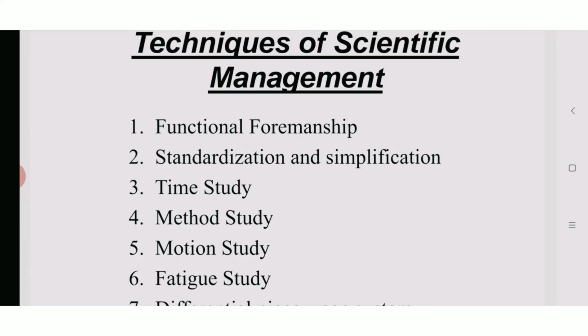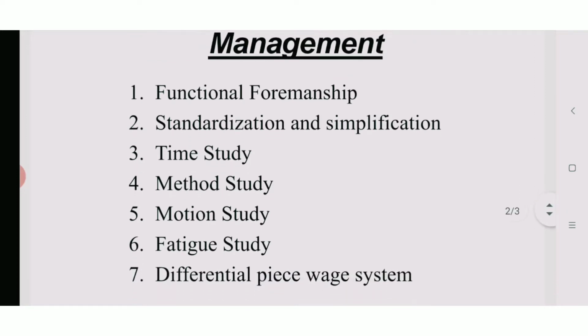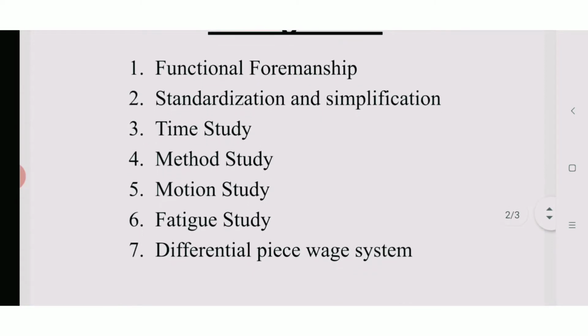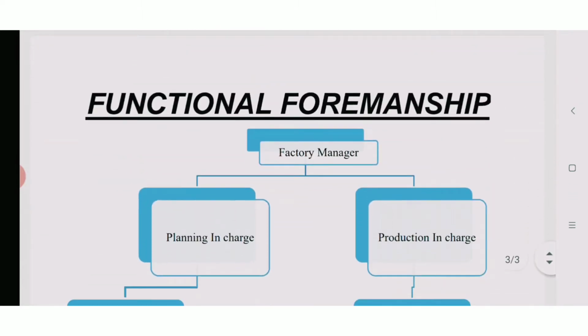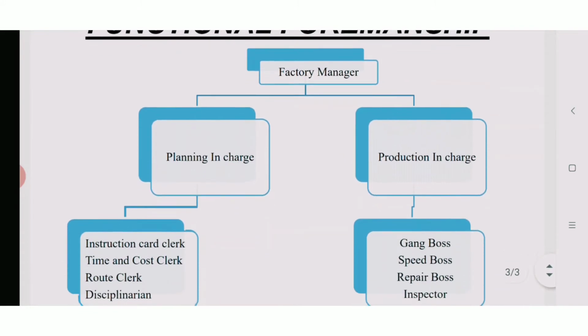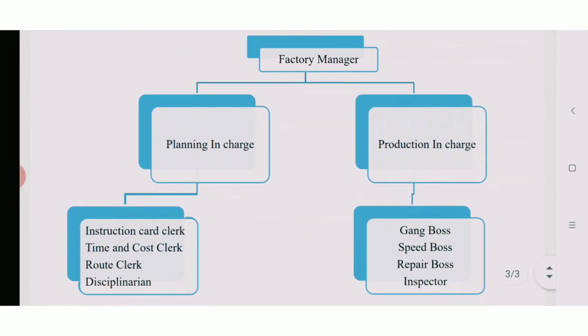All these techniques were developed by F.W. Taylor, that means Frederick Winslow Taylor. In total, 7 techniques were developed by him, but in this video, we will cover the first one, that is functional foremanship. This will be explained to you with the help of one diagram. Let's start with it.